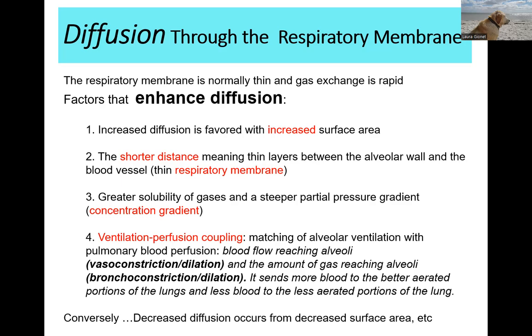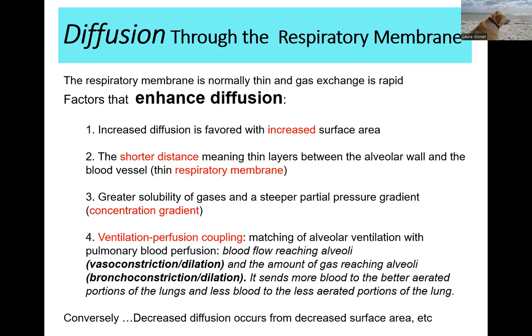So we want these respiratory membranes to be very thin. You don't want too much fluid on the surface. You don't want to have too much fluid between those two layers or connective tissue between the alveolar wall and the blood vessel. Okay, the greater solubility of gases and a steeper partial pressure gradient, concentration gradients. Okay, so things move faster when they're going from a very high concentration to a very low concentration. The steeper the gradient, the faster molecules move. Simple as that.